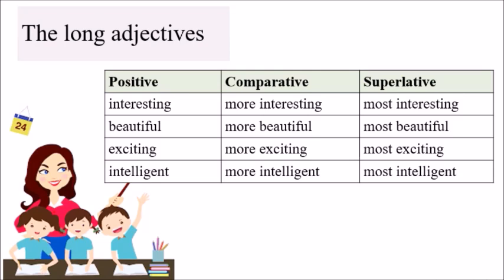There's another set of adjectives. We add the word more for comparatives and most for superlatives before the word. Interesting, more interesting, most interesting. Beautiful, more beautiful, most beautiful. Exciting, more exciting, most exciting. Intelligent, more intelligent, most intelligent.